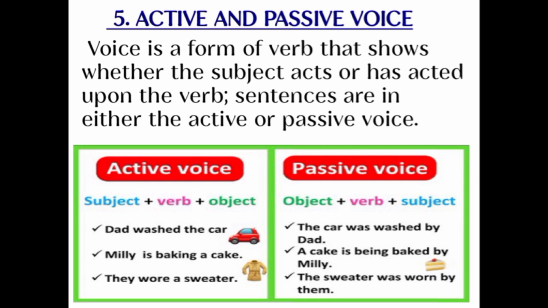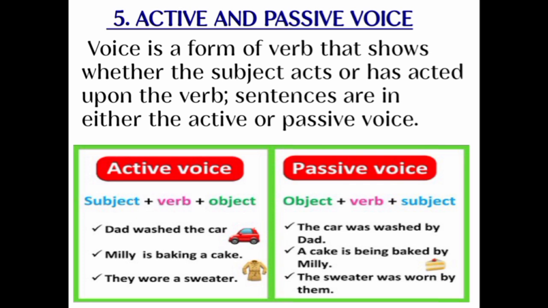Now let's learn about passive voice. Passive voice is a grammatical structure where the subject of the sentence is the recipient of the action rather than the doer. In passive voice, the focus is on the action or the object being acted upon rather than who is performing the action. So active voice includes subject plus verb, action plus object. Passive voice includes object plus verb plus subject.